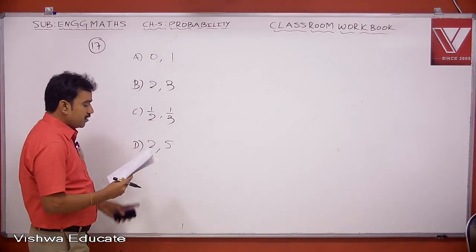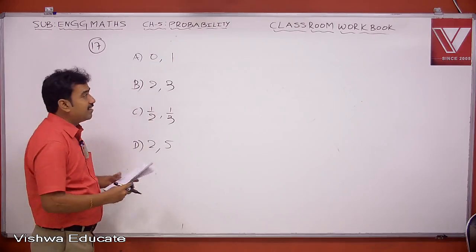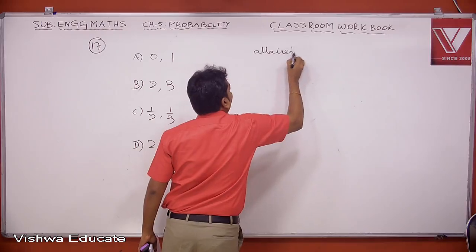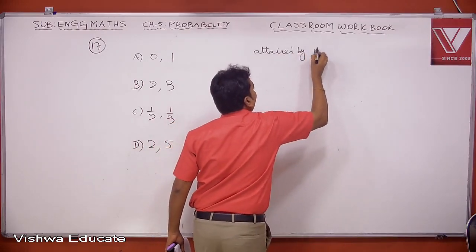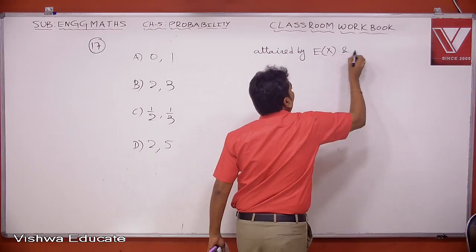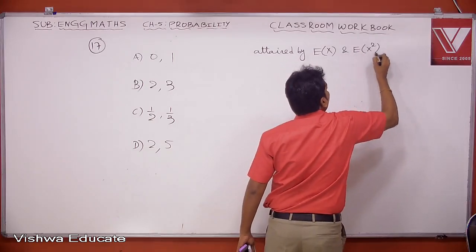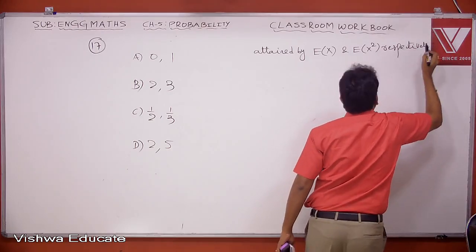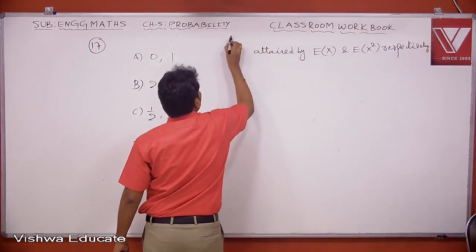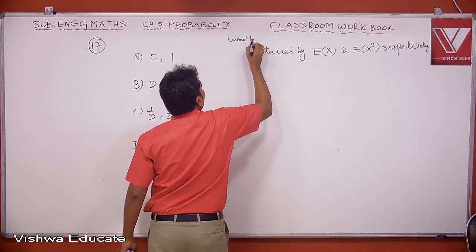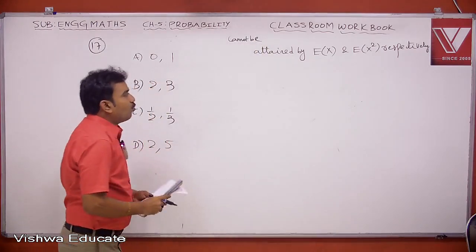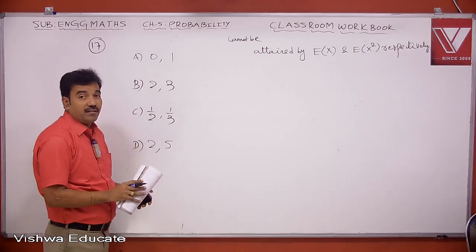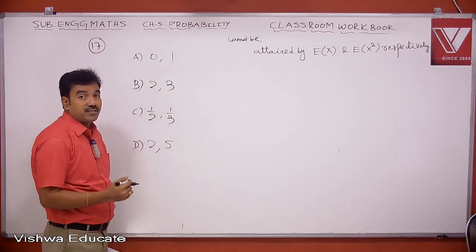So which of the following values cannot be attained by E of x and E of x square respectively? Cannot be attained. Now let us see what is the equation connecting E of x and E of x square.